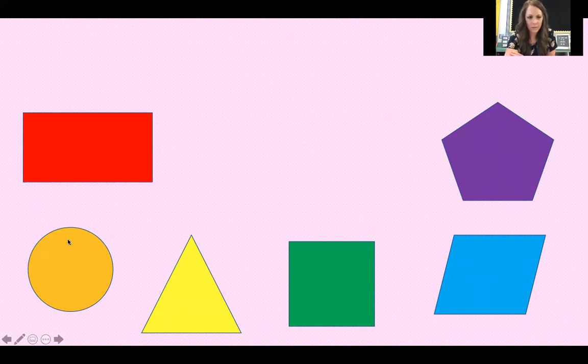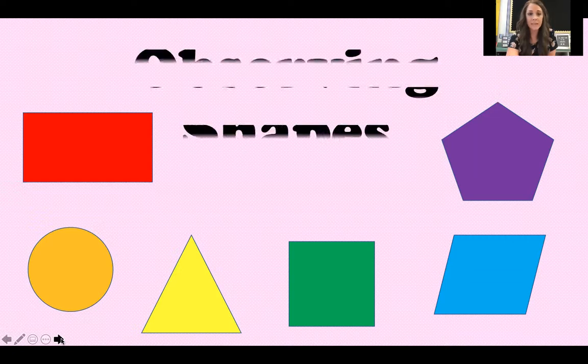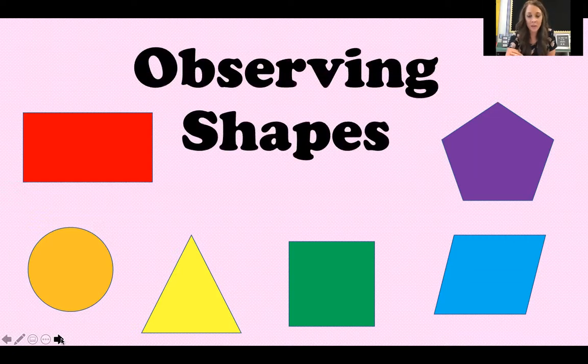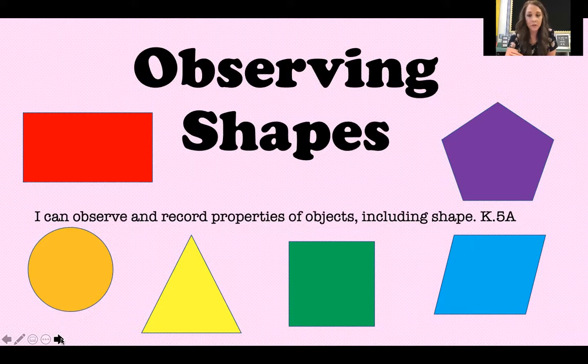All right, what about this shape right here? Does it have any sides? It doesn't. It does not have any straight edges. It just has one curved edge. So we're going to talk more about sides in just a minute, all right? So this says observing shapes. That means we're looking closely at shapes. And here's your target again. I can observe and record properties of objects, including shape.